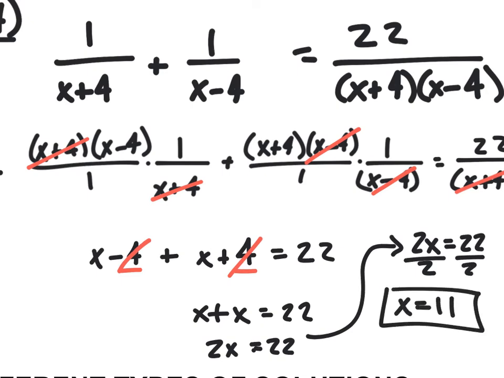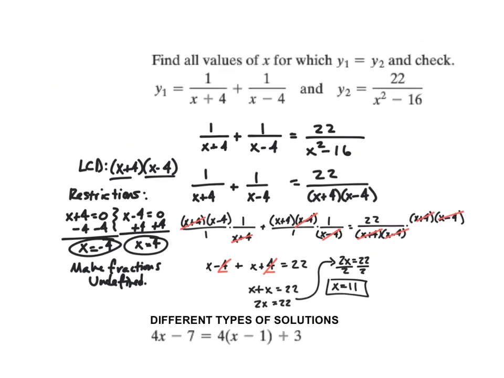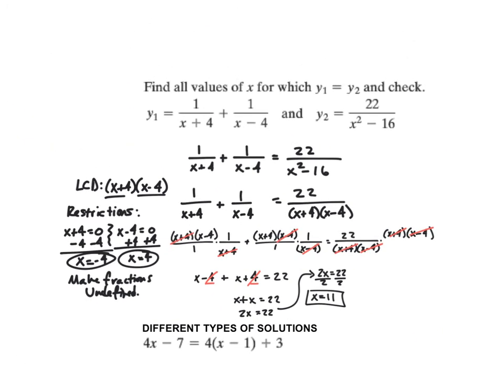Now the cool thing is, guys, that 11 is not part of our restrictions. So this is good. One last thing, and that's actually really nice that we get that. So that's what we get. We can check this if we'd like, but I'm not going to right now. We don't have the time.